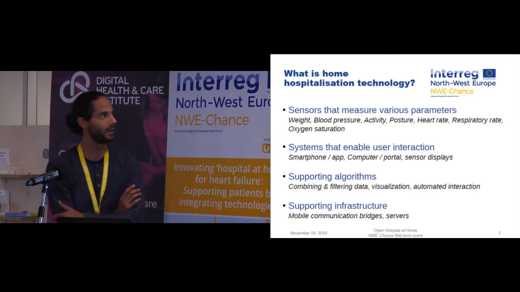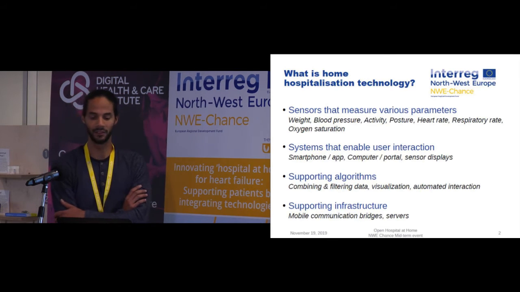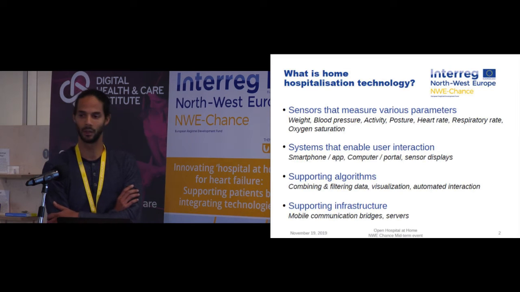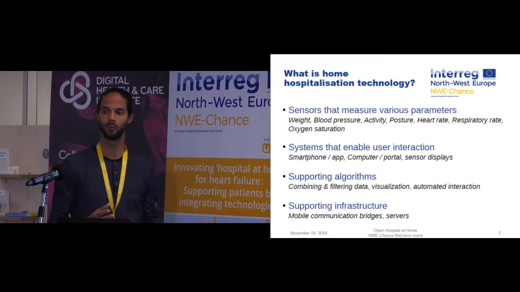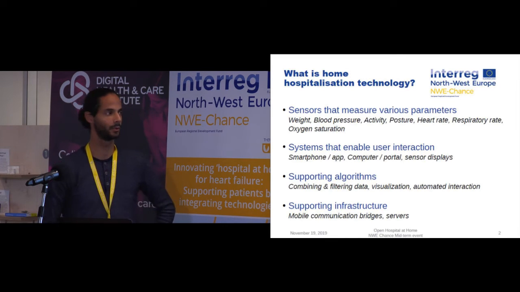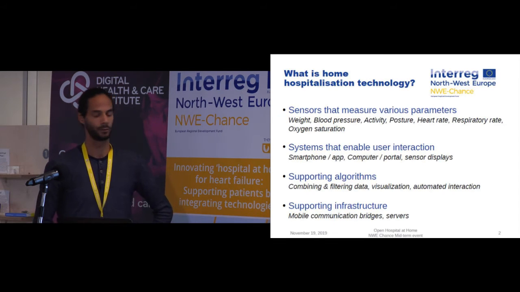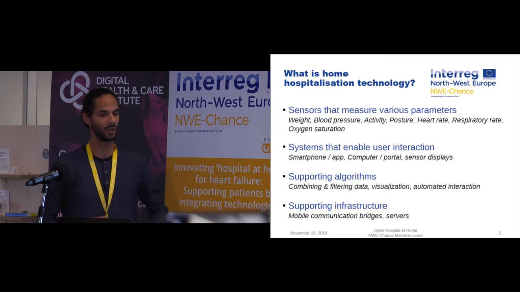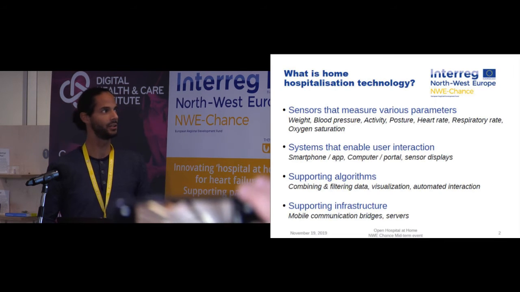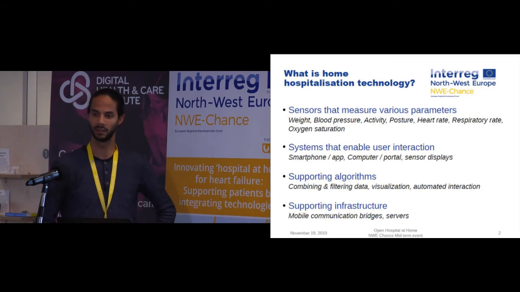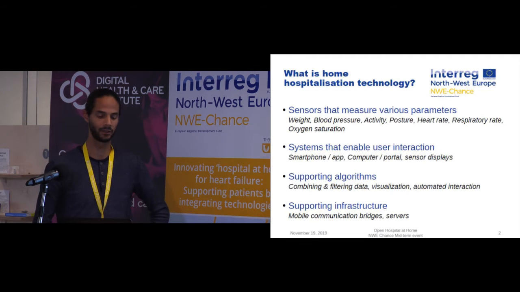So before we start, it's good to get on the same page. What do we mean with home hospitalization technology? So what happens when you have a patient who is at home and no longer within the walls of the hospital is that there's a certain distance there. As we saw in Ed's presentation, a lot of things change, and you need to take care and guarantee a lot of things also in the patient's home.